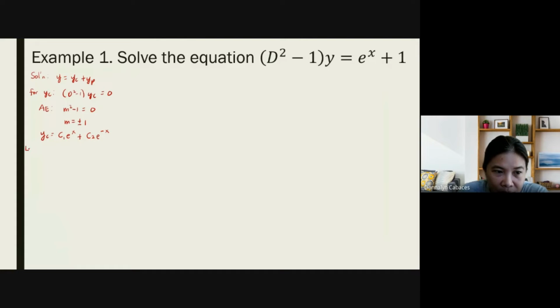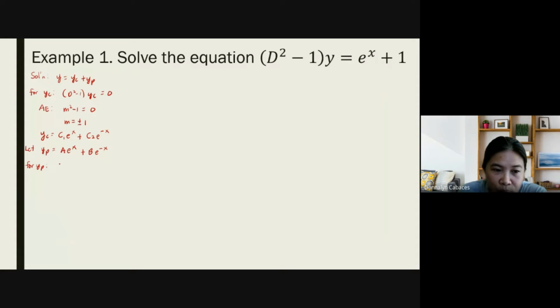So we let our yp to be a e to the x plus b e to the negative x. Take note that a and b here are variables, such that when you take their derivatives, they should be a prime and b prime.